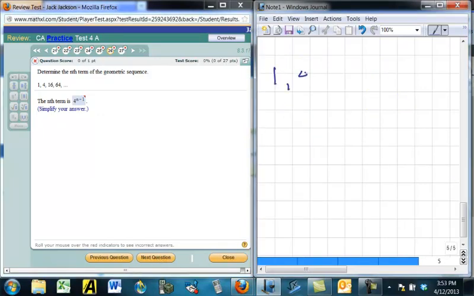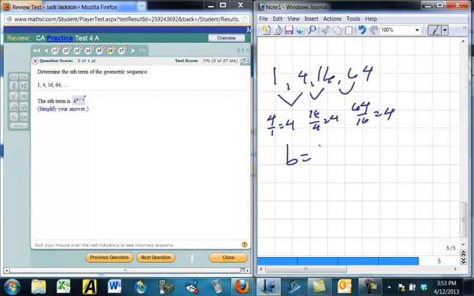Okay, 1, 4, 16, 64. Is this a geometric sequence? 4 divided by 1 is 4. 16 divided by 4 is 4. 64 divided by 16 is also 4. So that's your base. So this is a geometric or exponential sequence.